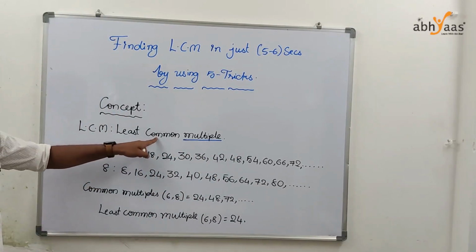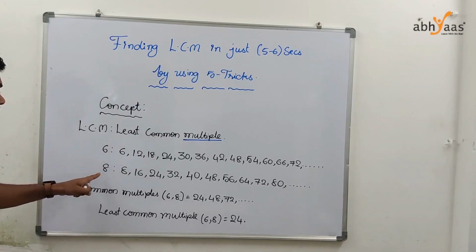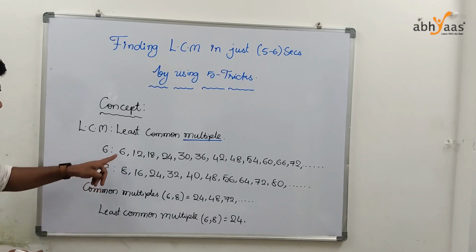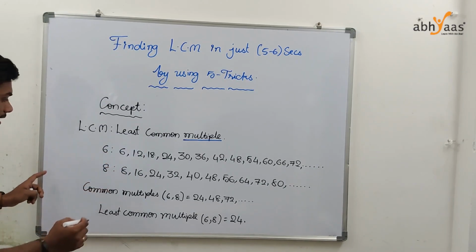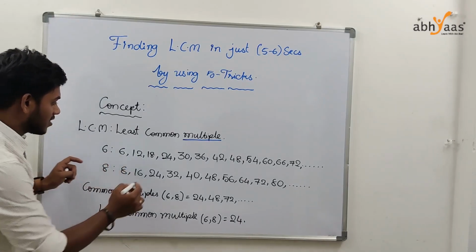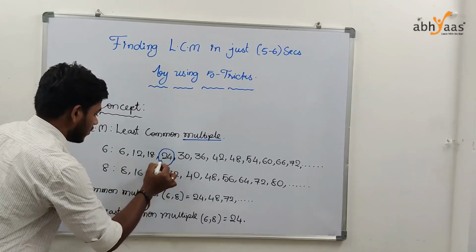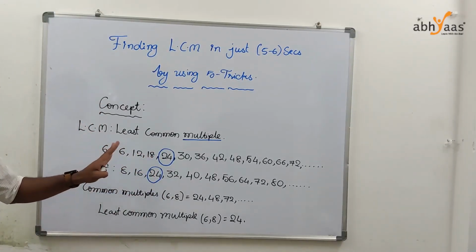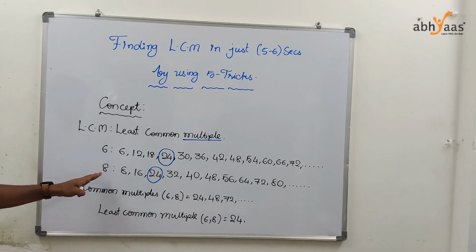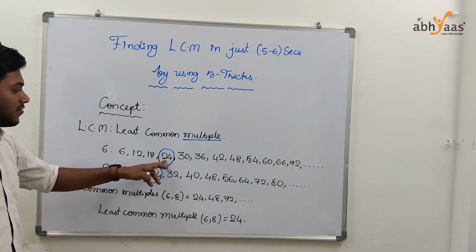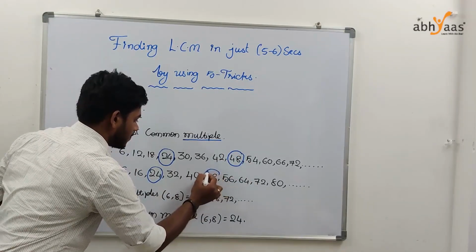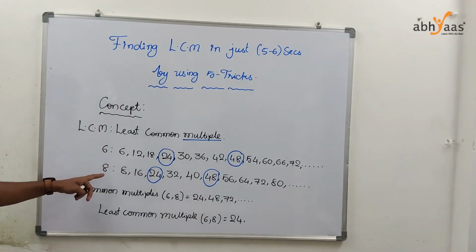Now I need to find out what the common multiples of 6 and 8 are. So in these multiples, search for the common one. Is 6 common? No, 6 is only a multiple of 6 but not of 8. In a similar way, which one is common? 24 is common in both 6 and 8. And all the multiples of 24 are also going to be common for 6 and 8. The multiple of 24 is 48. So 48 is common in both the multiples of 6 and 8.